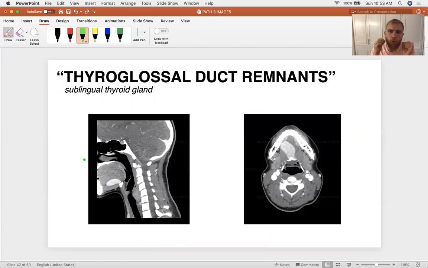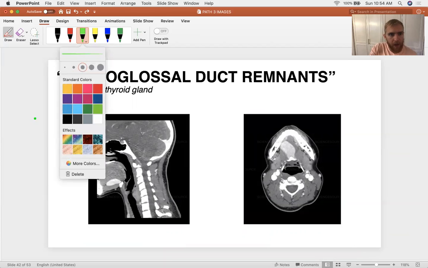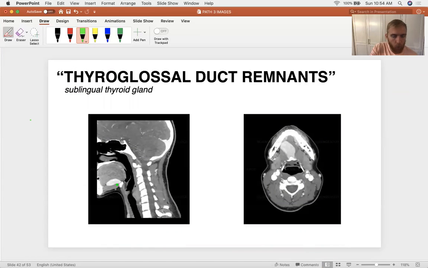We know that your thyroid gland starts off right beneath your tongue and that it migrates downwards as you age. And so if your thyroid gland doesn't travel down the midline of your anterior neck as it should, well, it can get stuck somewhere along the way. And if it gets stuck, here's a picture of it, like it's right underneath the tongue. So this person's got a thyroid gland at the bottom of the floor of their mouth.